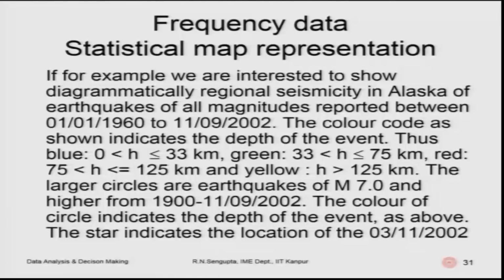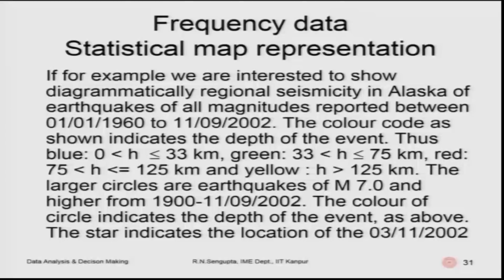Next is an example of frequency data statistical map representation. Let us give an example. We are interested in showing diagrammatically the regional seismicity for earthquakes in Alaska of all magnitudes which have been reported between the year 1960 to 2002. That means from 1st January 1960 to 11th of September 2002.